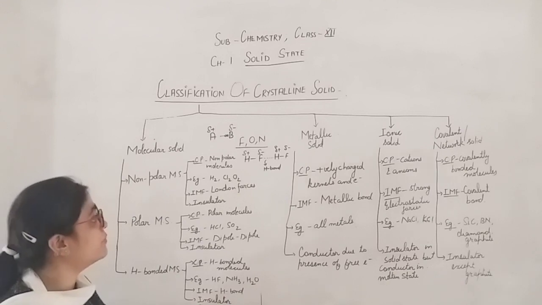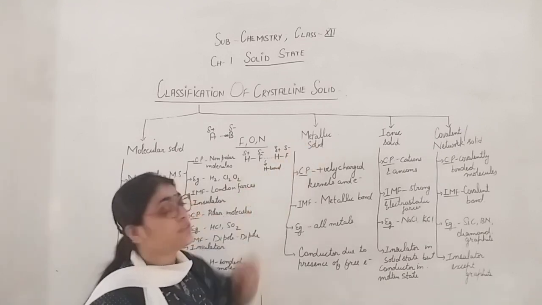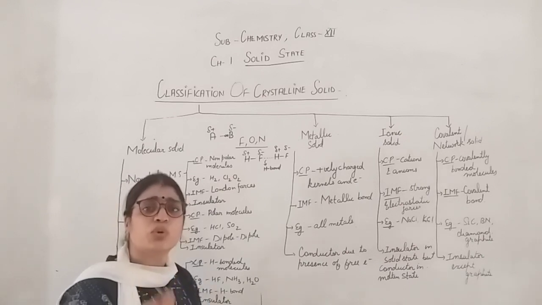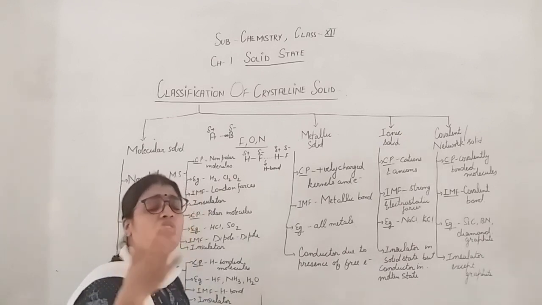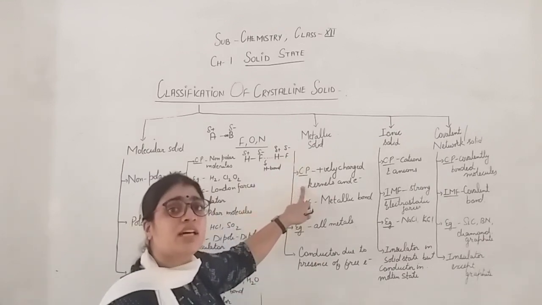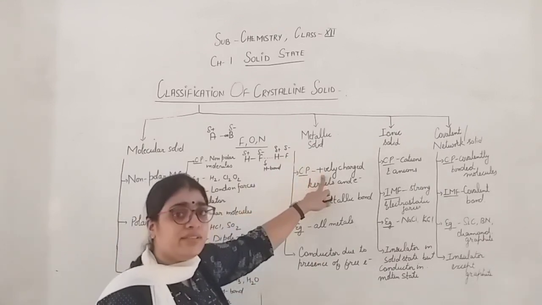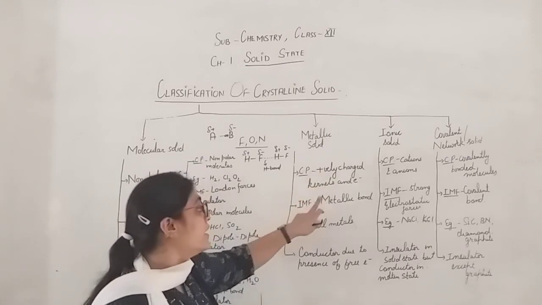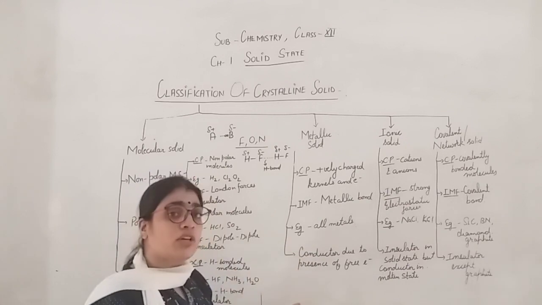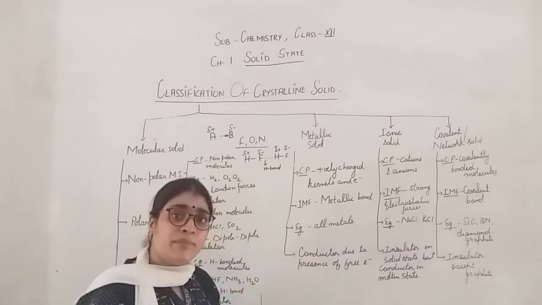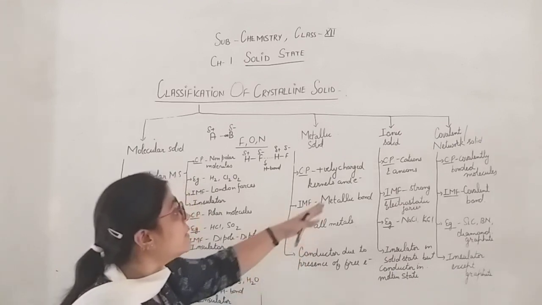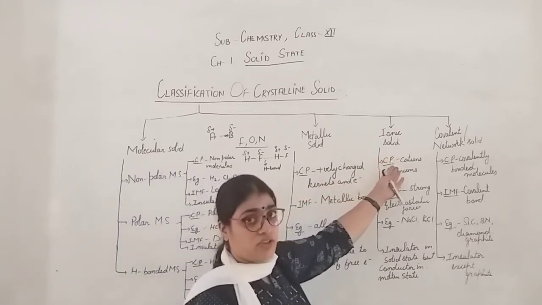Second type of crystalline solid is metallic solid, which includes all metals: sodium, potassium, copper, zinc. All metals will come under metallic solids. So the constituent particles are positively charged kernels and electrons. The intermolecular forces will be metallic bond, and because of the presence of free electrons in metals, they are good conductors of electricity.